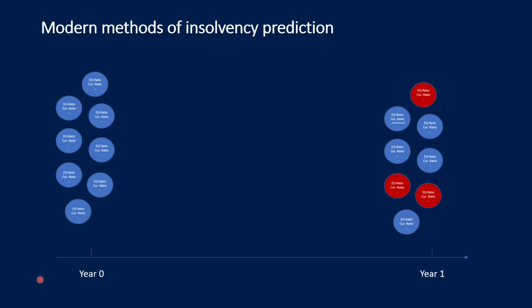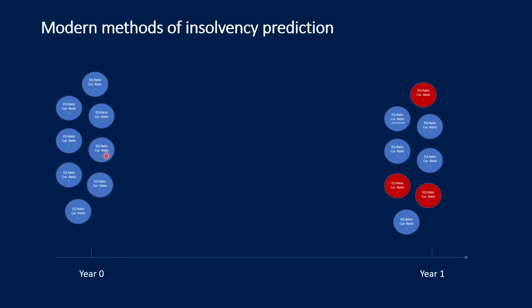Now I would like to take a closer look at modern methods for insolvency prediction. The basic idea of insolvency prediction is that we consider a bunch of companies. Let's say these 8 companies will be analyzed. And we take a look at their financials in year 0. So we take a look at the typical ratios like the equity ratio or the current ratio and others.